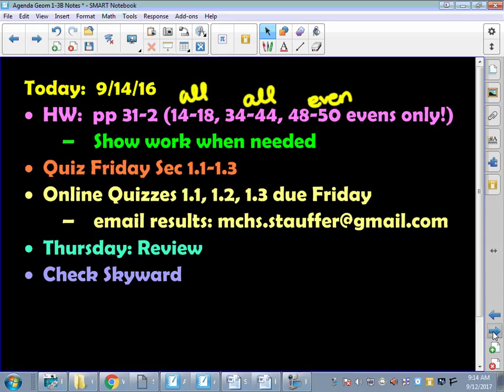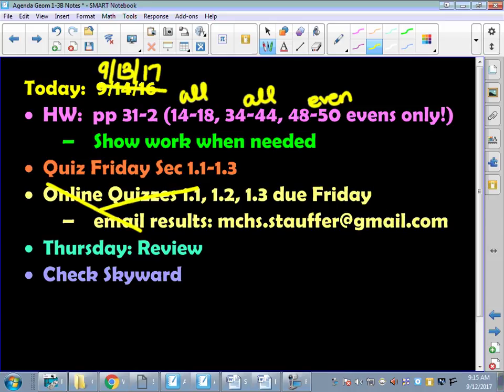All right, so your assignment. Random assortment of stuff. I've got the wrong date up there, which is kind of a problem. Excuse me, today's 9/13. Pages 31 and 32, 14 to 18, 34 to 44, and then 48 and 50, the evens. Show your work when needed. Please use your stuff to your advantage. Cross that out. We've got a quiz on Friday on sections 1 through 3, which you already knew, and tomorrow we'll do some reviewing. And please check Skyward for your grades.